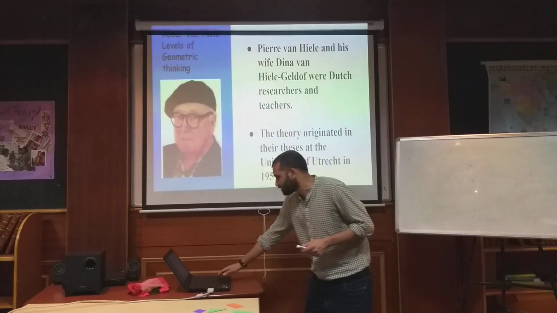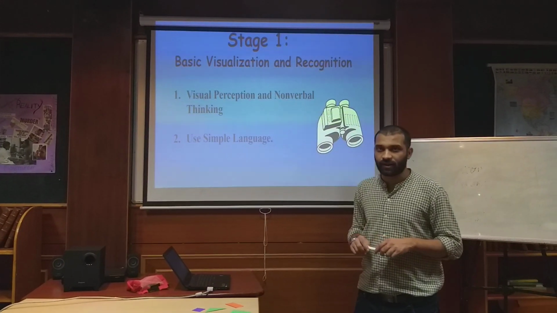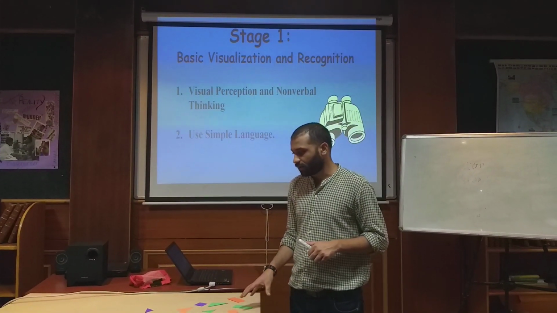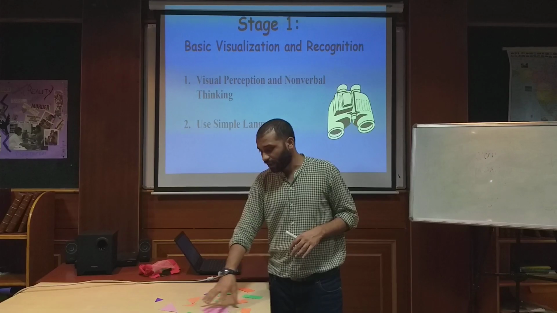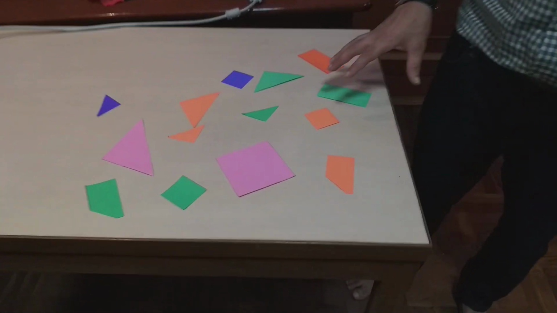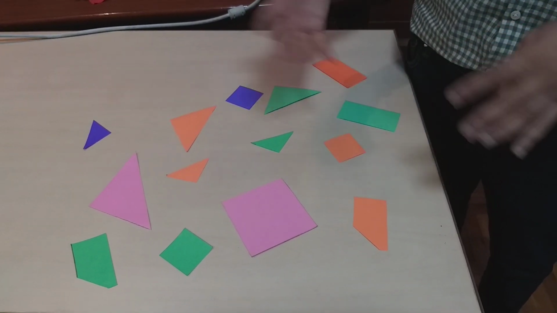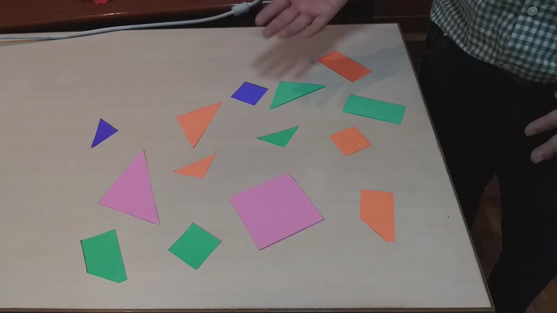Now I've taken the first stage. The first stage is called basic visualization and recognition. So we can see here that we have, you can pull this a little in the front. So we have a lot of these shapes, and the first stage is basically we just guide them as to what are the shapes which look similar to you or which are exactly same.